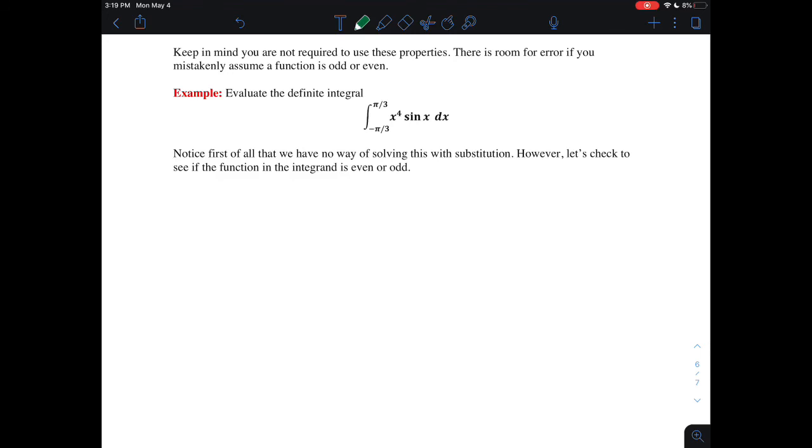Evaluate the definite integral of x to the 4th sine x dx, and our limits of integration are from negative pi over 3 to positive pi over 3. So first of all, we have no way of solving this with substitution. You will, in fact, learn how to solve this in the first week of Calculus 2. But let's see if we can use these properties. So let's say that f of x is our integrand x to the 4th sine x.